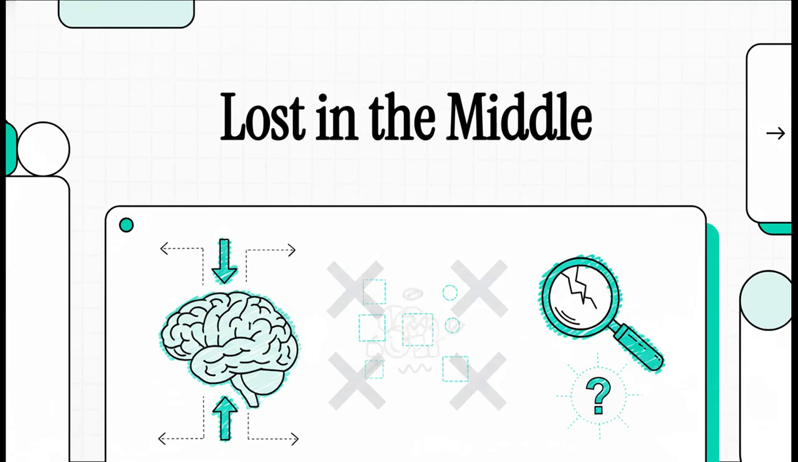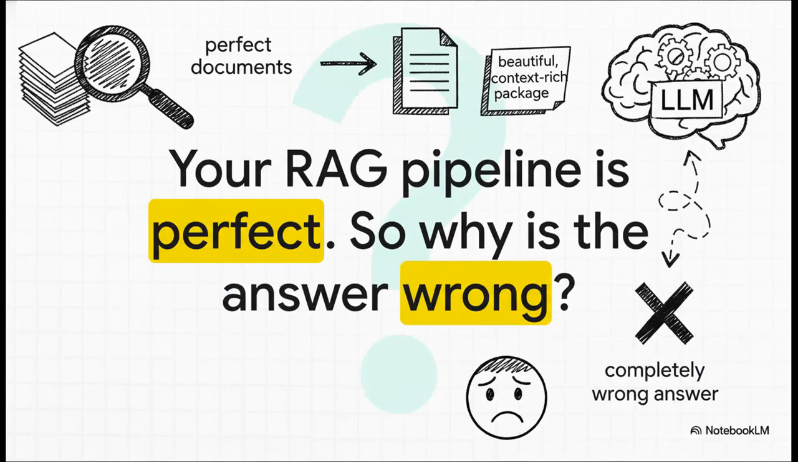Welcome to The Explainer. Today, we are solving a really frustrating mystery in the world of AI. Why these incredibly powerful large language models have this one critical blind spot, and, more importantly, what you can do about it.